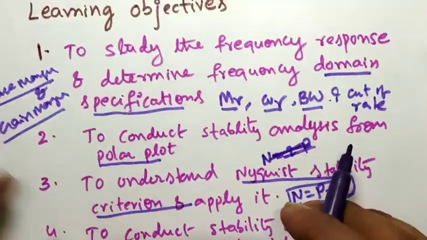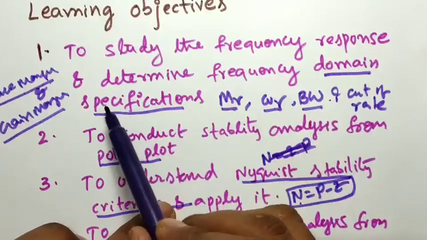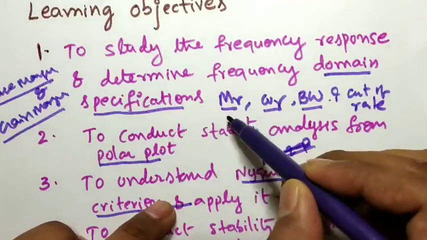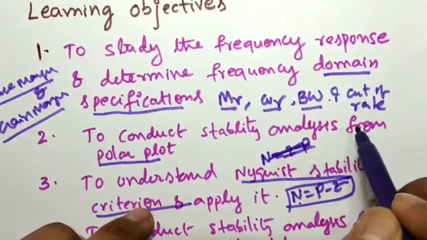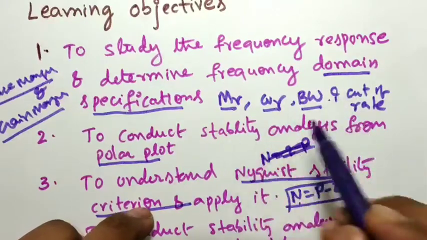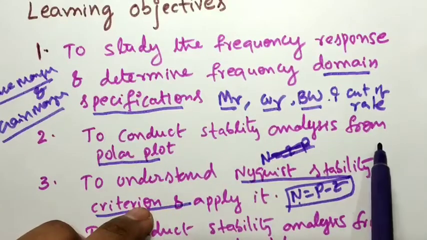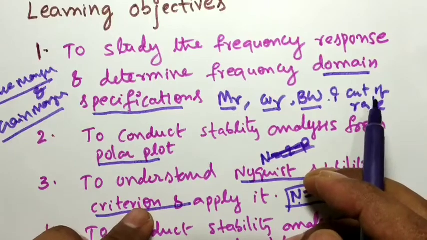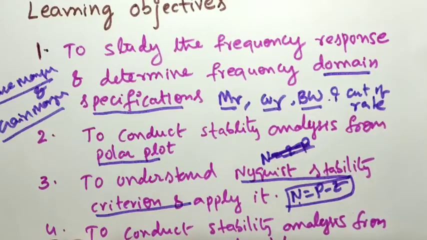The first one is to find the frequency response. We are going to study frequency response and determine the frequency domain specifications. So we are going to derive the expressions for Mr, omega r, bandwidth, cutoff rate, phase margin, and gain margin. The next objective is to conduct the stability analysis from the polar plot. By using the polar plot, we are going to study the stability analysis. The third one is to understand the Nyquist stability criterion and apply it.